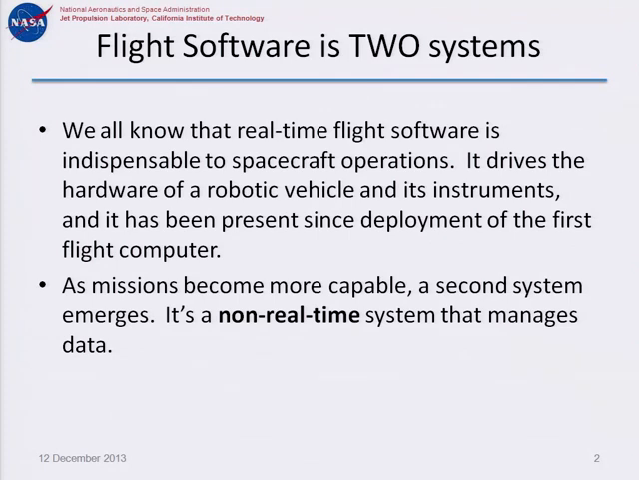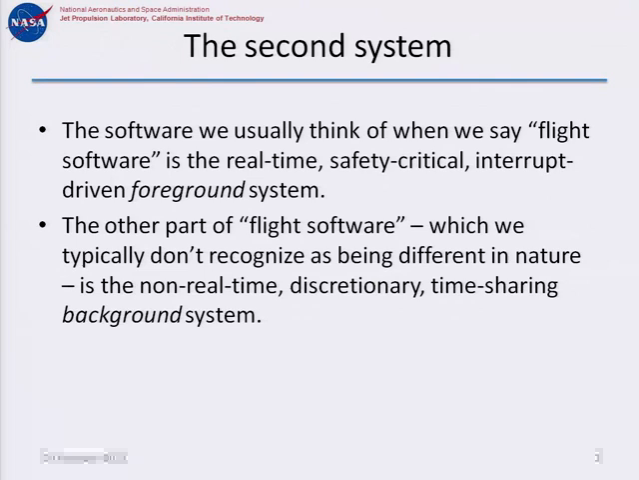But as the computing capability on spacecraft has grown, and the missions become more capable, I would argue that a second domain of flight software emerges, a non-real-time system that manages data and doesn't have to play by the same rules as the real-time system that drives the spacecraft. So what I think this system is, is a background system. The real-time flight software operates the robot. It has to have priority, obviously, or else you lose the spacecraft.